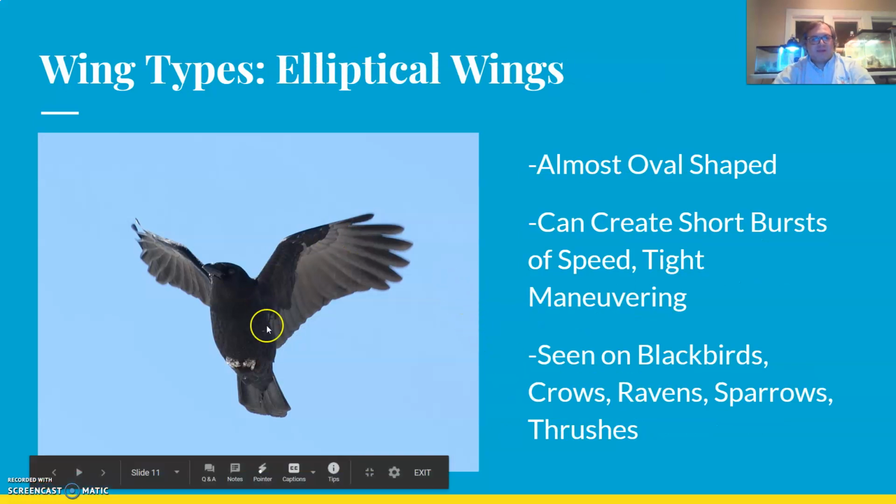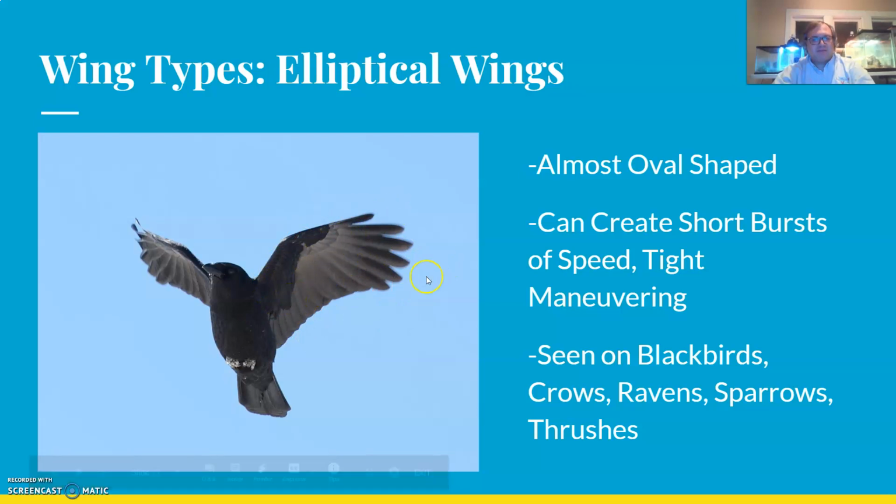Another type of wing that we're looking at are elliptical wings, and this is one that's slightly bent in flight, but again, it gives you an idea of the overall shape. I put that they're almost oval shaped. That's what we mean by elliptical. Of course, it's not a perfect oval, but it's a lot more short and rounded compared to the other wings that we're looking at. They help to create short bursts of speed and tight maneuvering.